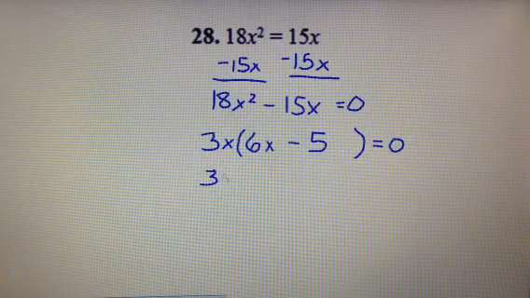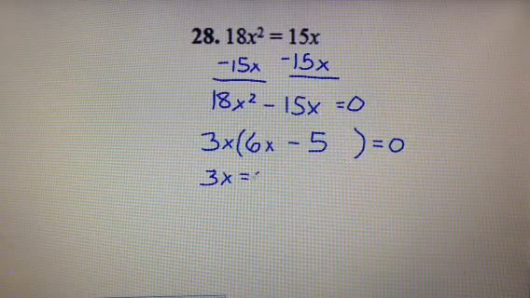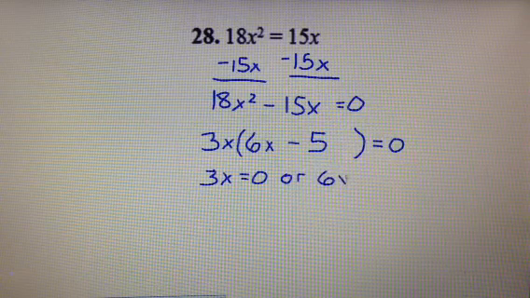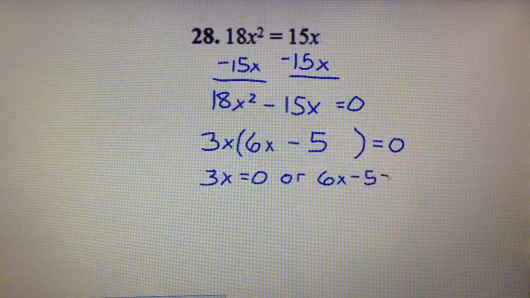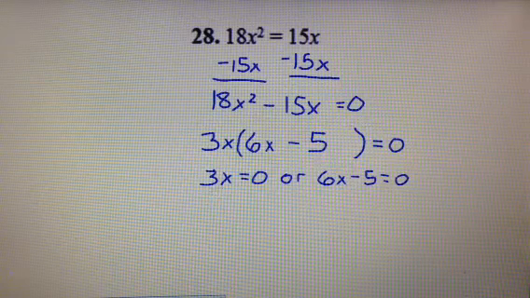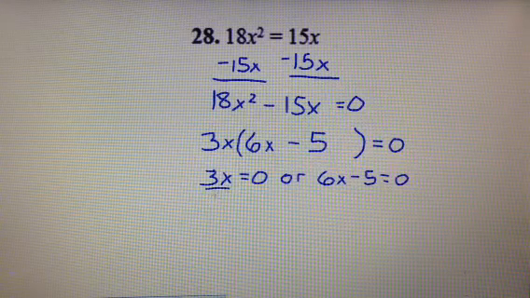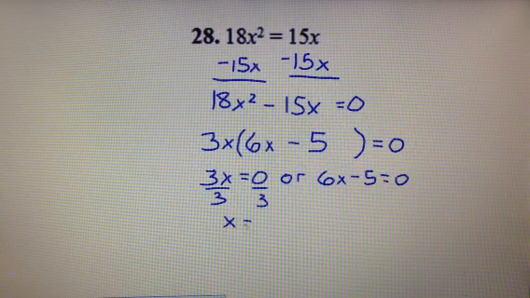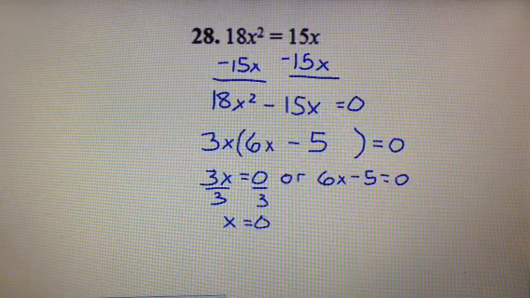So we'll have 3x equals 0, or 6x minus 5 equal to 0. And let's solve each of those equations. To get rid of this 3 that's being multiplied by the x, we will divide by 3 on each side. So we have x equal to 0 divided by 3 is still 0.